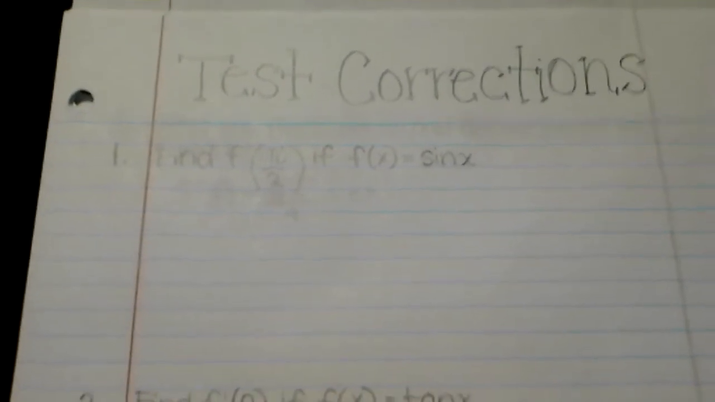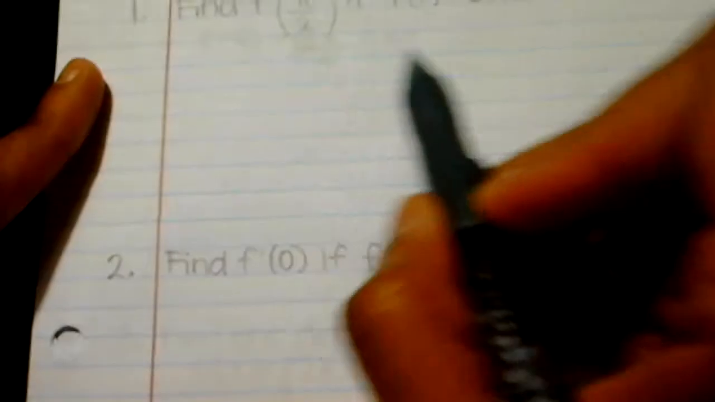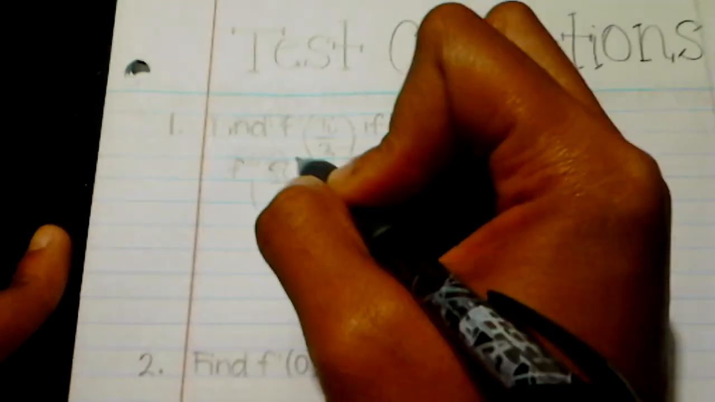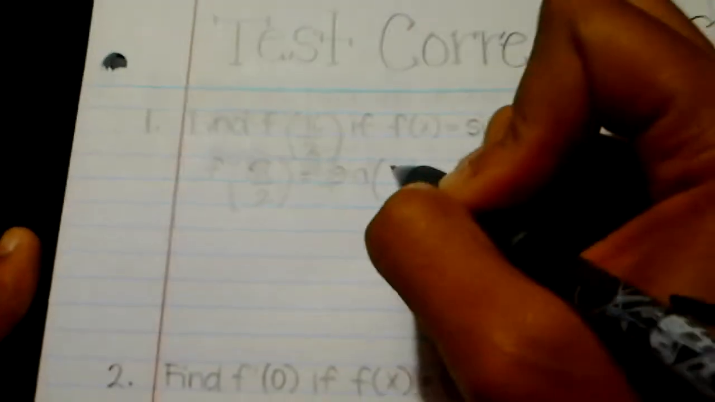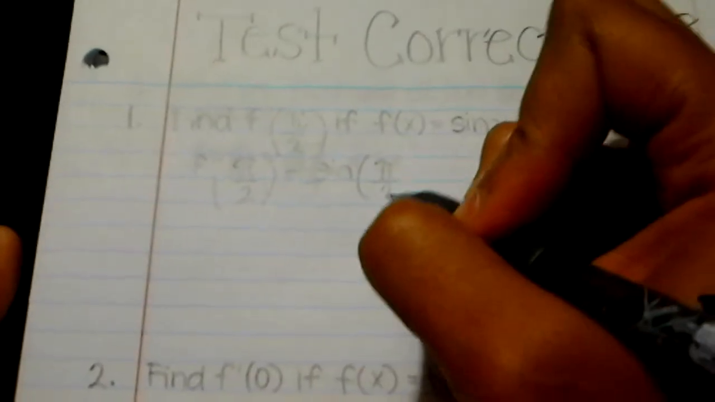The first question says, find f prime of pi over 2 if f of x equals sine of x. So first what I'm going to do is take the derivative of sine. And pi over 2 equals sine of x. Well, I will replace the pi over 2 with x because you're trying to find pi over 2.